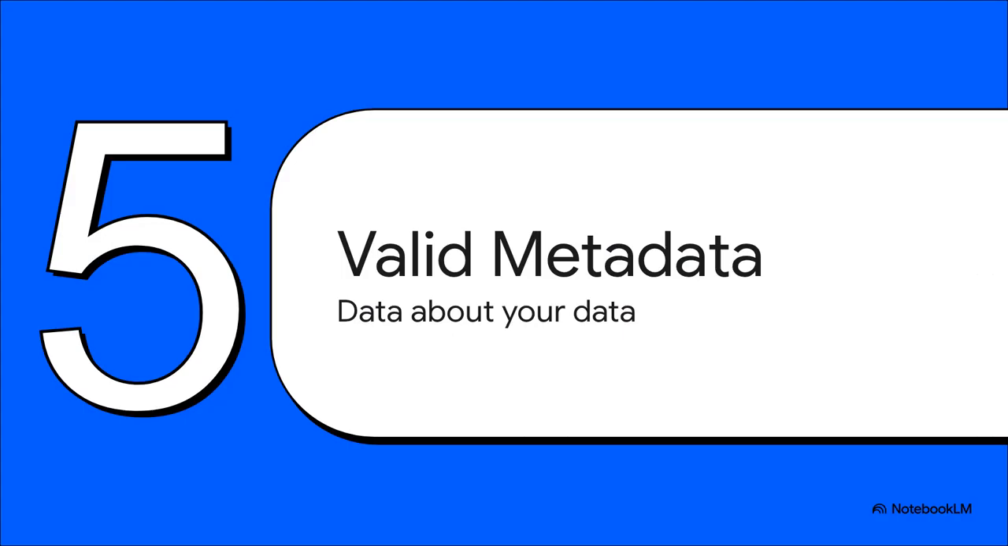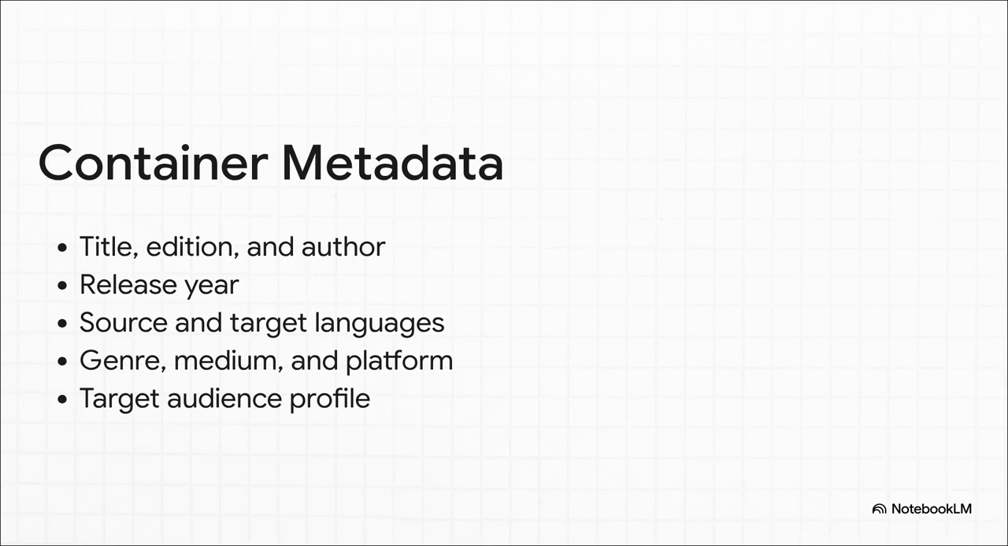Next up, Section 5, Secrets of Valid Metadata. So metadata is essentially data about your data, and it works on 2 distinct levels. First is your container level metadata. This includes the title, edition, author or director, release year, source and target languages, the genre, and the target audience profile. Logging all this establishes the broader context and the exact conditions of the text production. Basically, it tells your examiner, hey, I know exactly where my data lives.